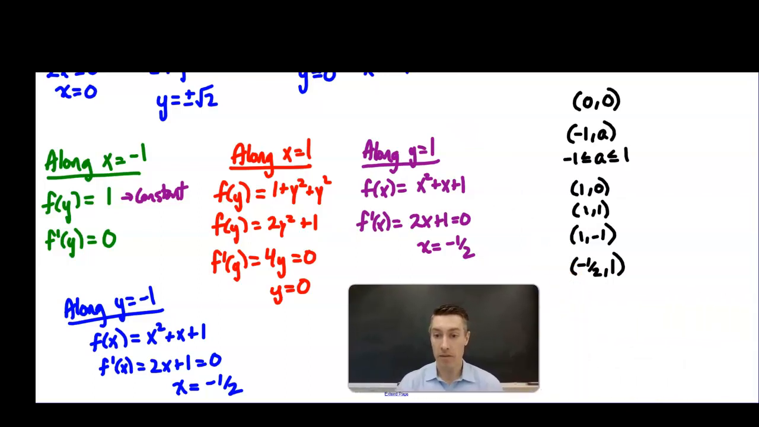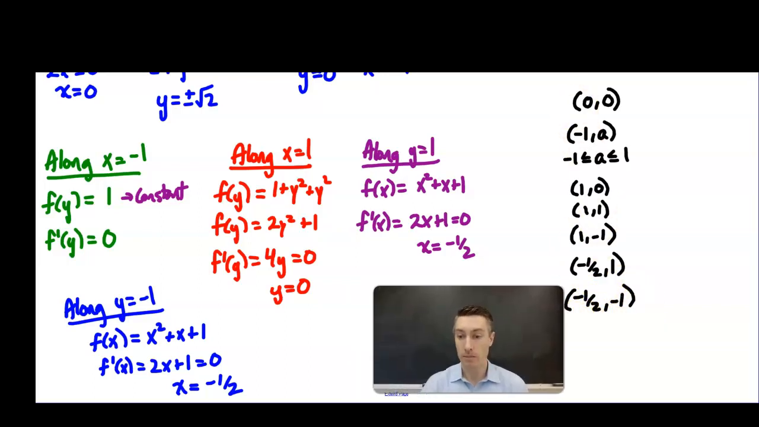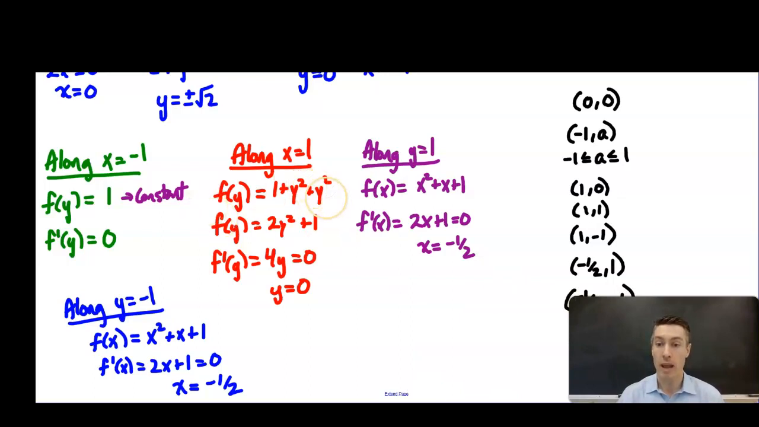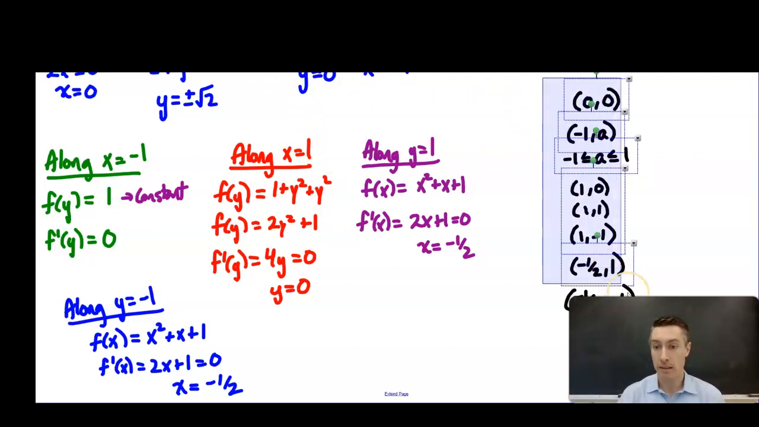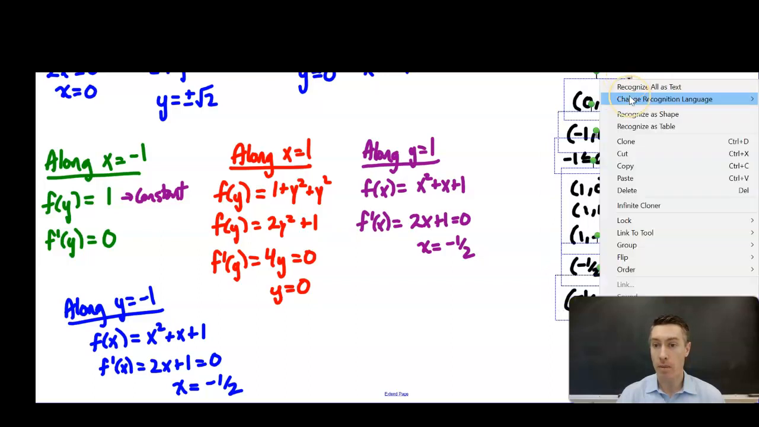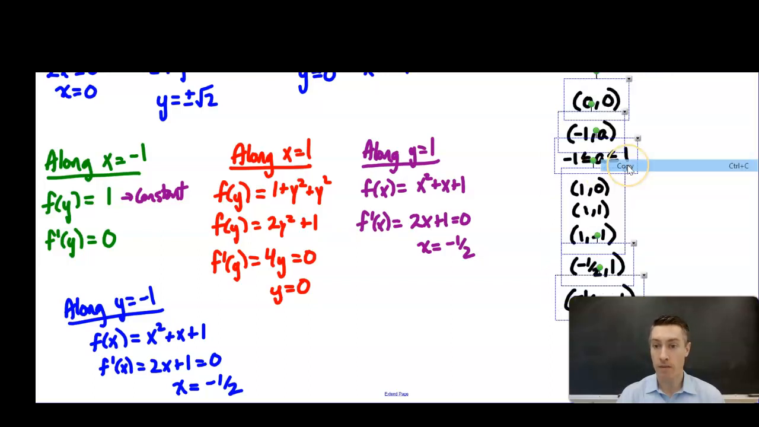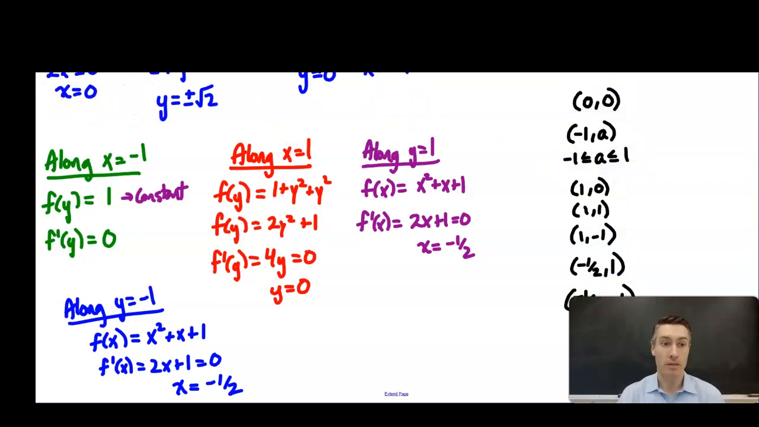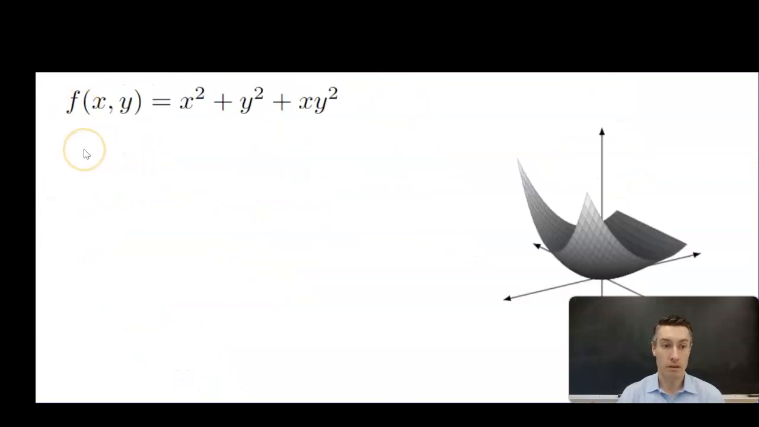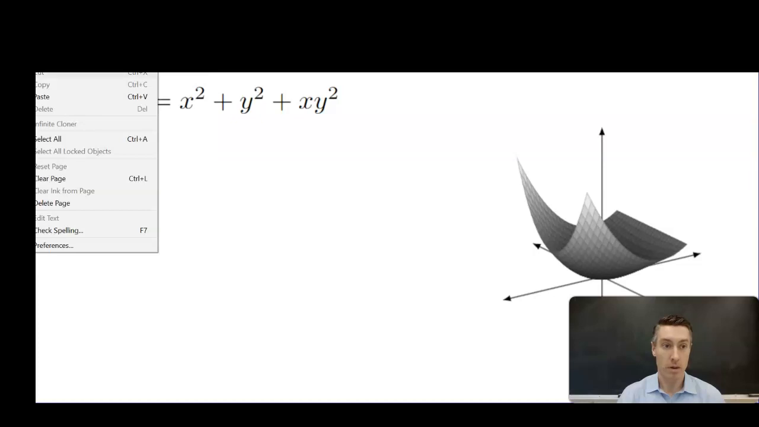So now we have -1/2, -1. So there is our list of critical points. Now, next up, we have to evaluate the function at all of these critical points, but I'm going to copy them and bring them to the next slide, because I want to evaluate them while also looking at the surface. So let's paste them in.